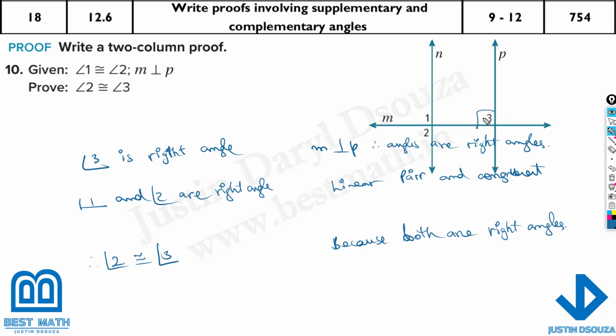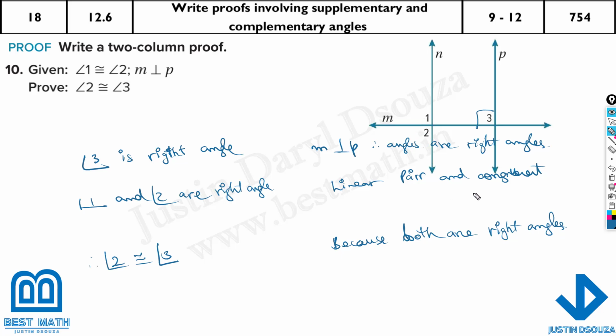All the angles over here will be right angles. Now 1 and 2 are right angles. Why? Because we know these both are equal and they form a linear pair on the same line. So they add up to 180. But since they're equal, they will become right angles.